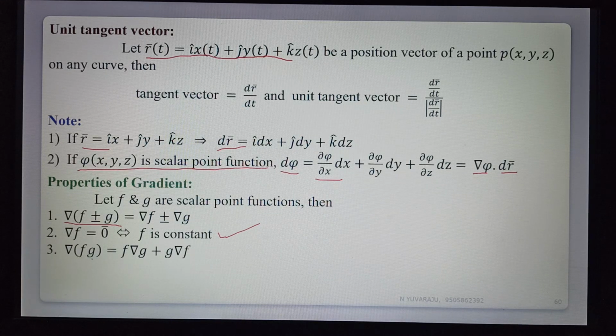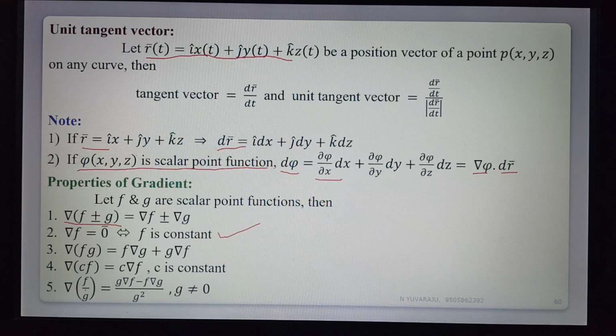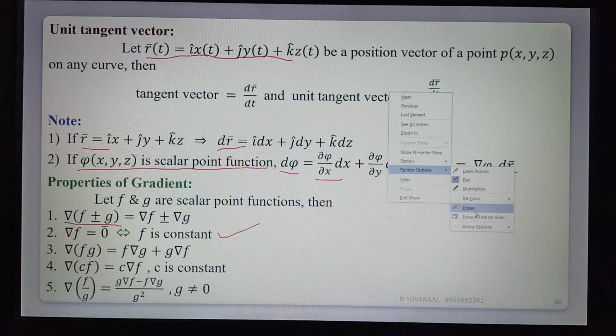Del of f into g, the product of the two scalars, is equal to f into del g plus g into del f. Next, the fourth one: del of c f, with a constant coefficient c of a scalar, comes outside of the vector form as c into del f. And del of f by g, the division of two scalars, is equal to g into del f minus f into del g, by g square, where g is not equal to 0. This is one of the properties.